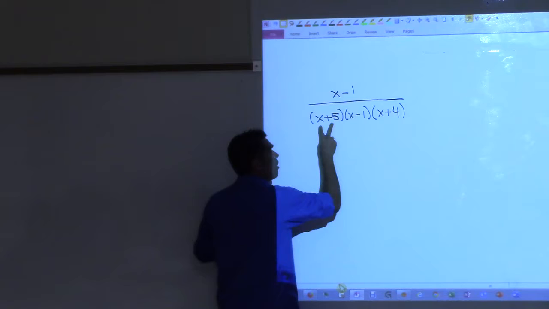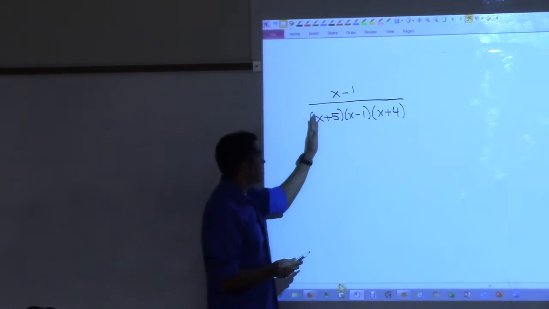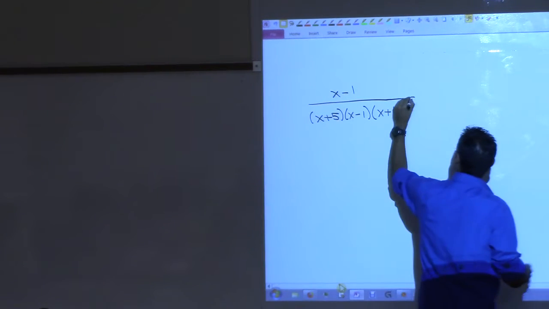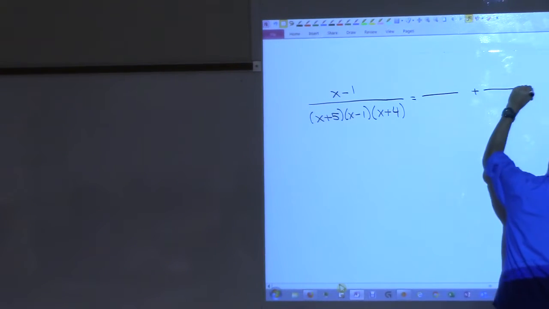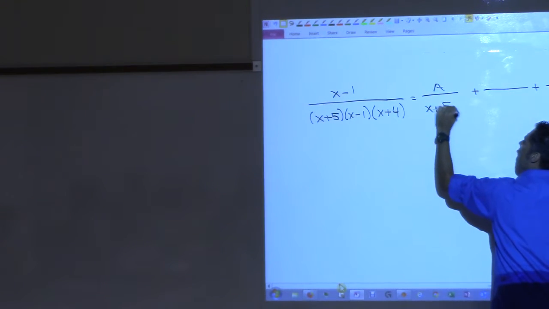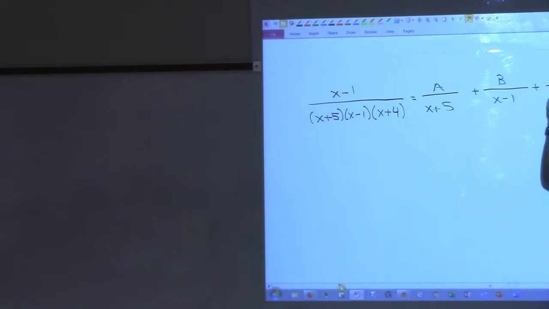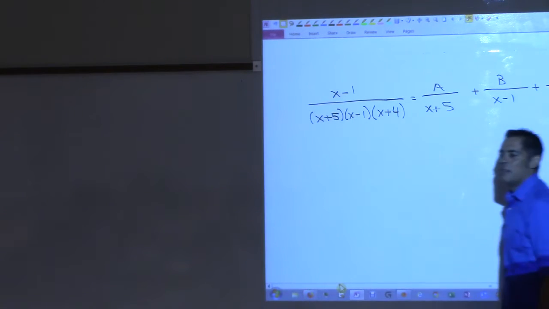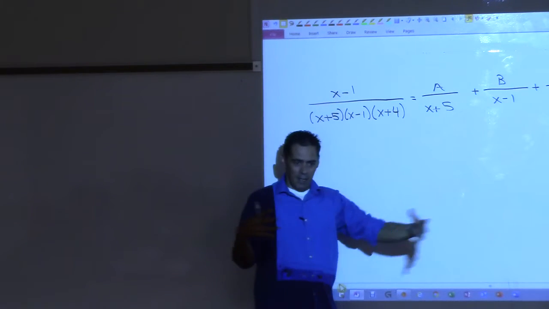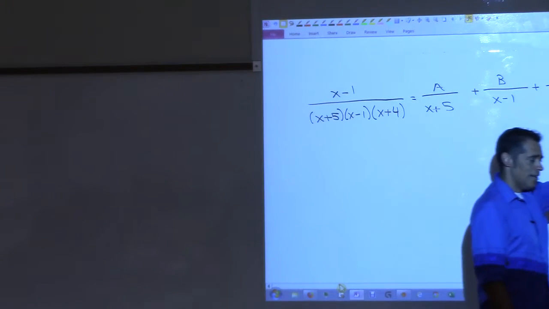Well, these are all linear, aren't they? So since they're all linear and they are distinct, they're all different from one another, then what I'll do is create now 3 fractions, right? And I'll do A over the first one, B over the second one, and C over the last one. And then I multiply both sides by the common denominator, and then I either do a shortcut or a long way, and I have to go find A, B, and C.